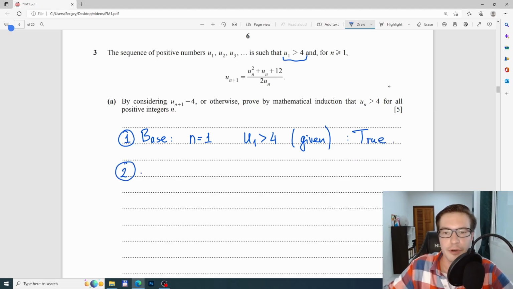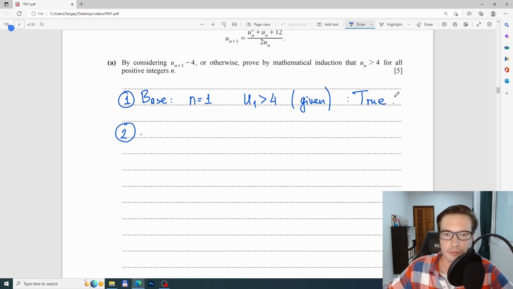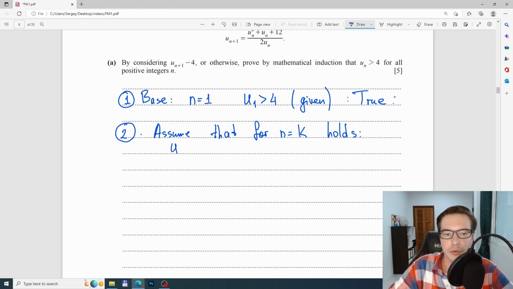Now the second step of our proof is going to be assumption. We're going to assume that for some value of n, I will say that for n equals k, u k is bigger than 4 holds. Now, what do I actually have to prove? I need to prove that u k plus 1 should be also bigger than 4.